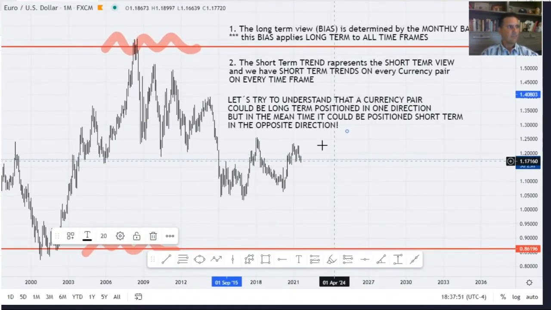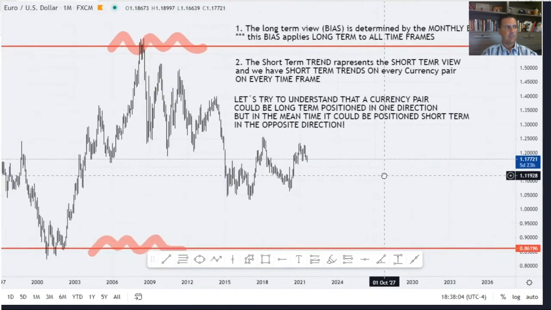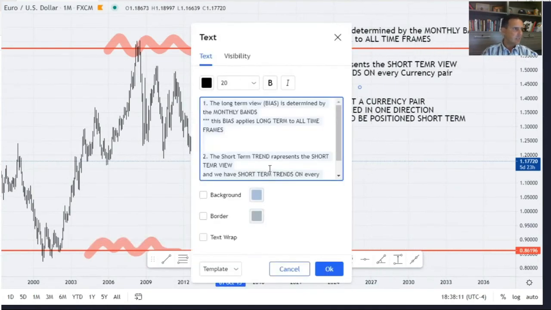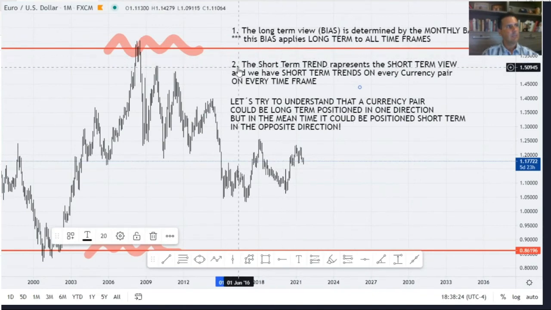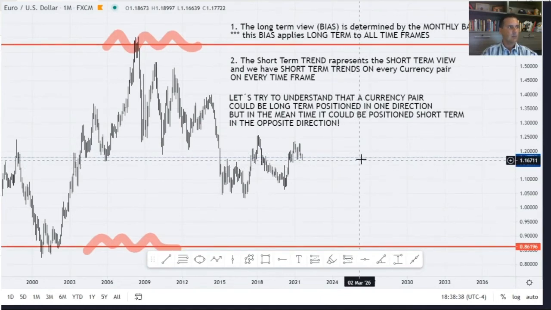Okay? The long-term bias, the long-term view, is determined by the monthly bands. And this applies long-term to all the time frames: 15-minute chart, 1-hour chart, 2-hour chart, 4-hour chart, daily chart. The short-term trend represents the short-term view, and we have short-term trends on every currency pair, on every time frame. 5 minutes too? Yes, sir. 5 minute, 15 minute, 1 hour, 2 hour, 4 hour, 8 hour, daily, weekly.